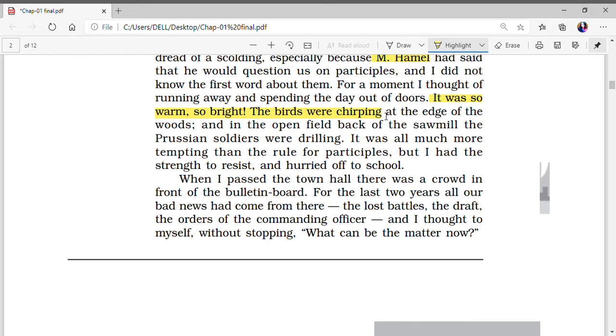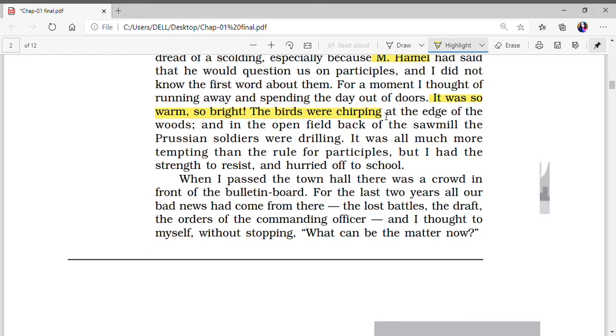So what is a sawmill? A sawmill is a place where wood is cut. It's like a factory where wood is cut down. And the Prussian soldiers were drilling, they were moving. "It was all much more tempting than the rule for participles." So this child appears a little insincere about learning participles, or maybe he gets bored and appears not so interested in it.